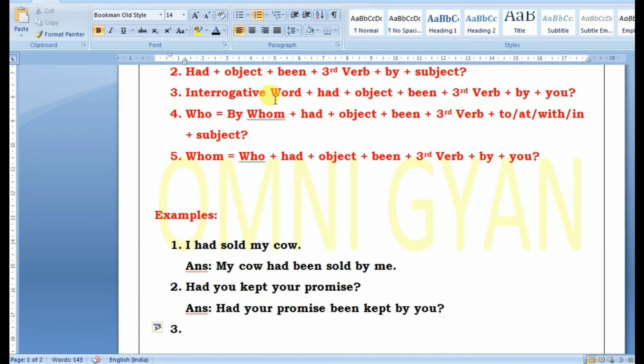Number 3 is with an interrogative word. Why had you forgiven that rogue?